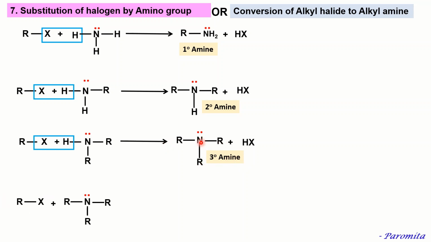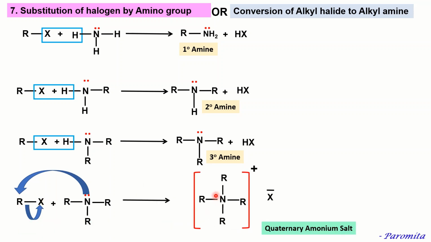Now this 3 degree amine reacts further with one molecule of RX. Now we know that nitrogen is having lone pair. Now this attacks this R of RX. As a result of this, the R-X bond is broken and we get quaternary ammonium salt. See this nitrogen atom, as it donates the lone pair, this nitrogen is becoming plus. So the product is a quaternary ammonium salt.